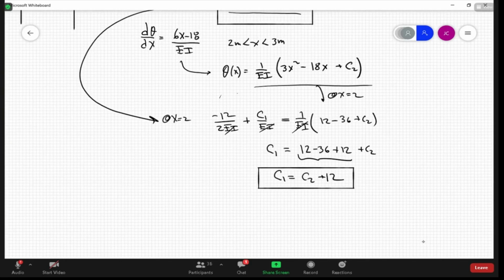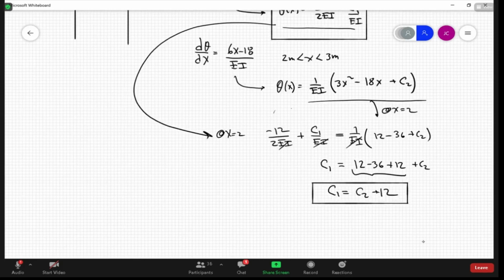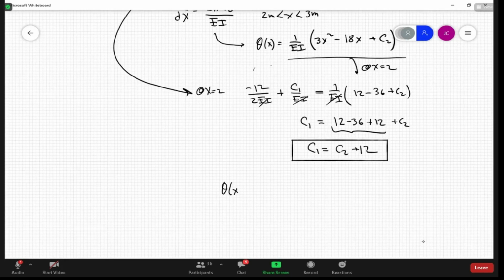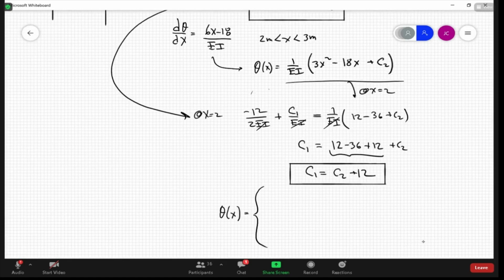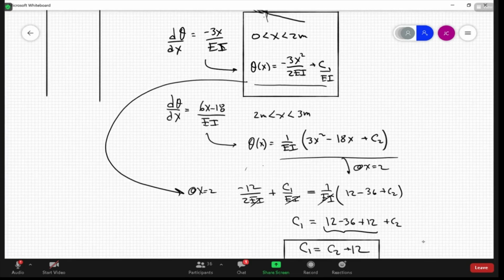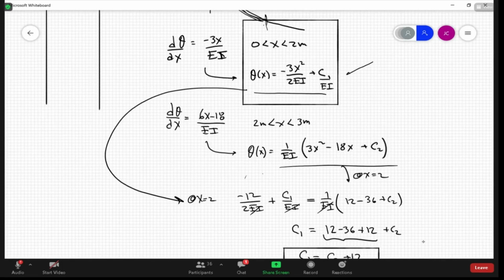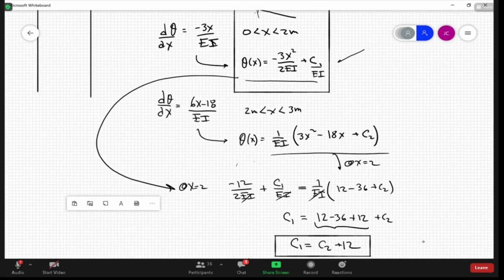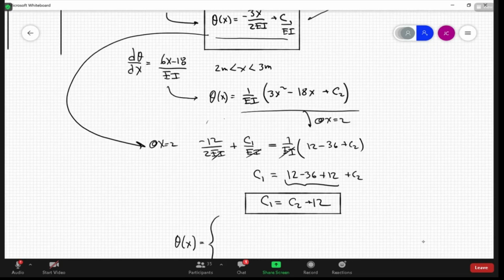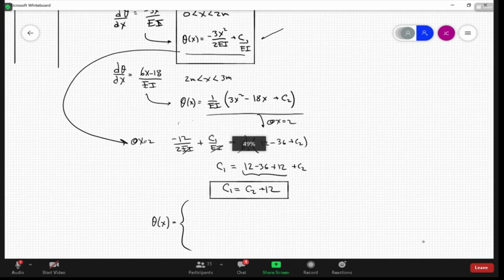So from here, I still have a constant of integration. I got that theta of x is going to equal the following. But everything's in terms of C1. So from 0 to 2 meters, we have this equation.